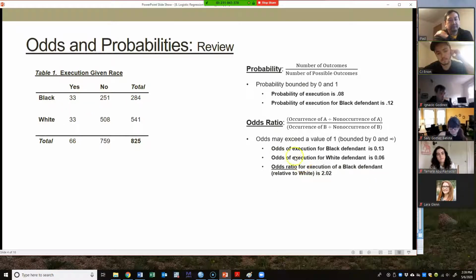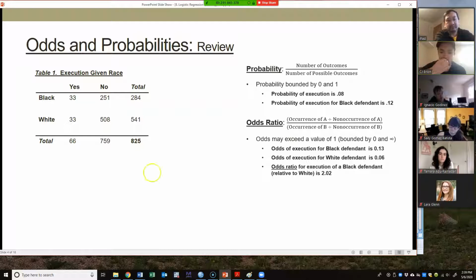Okay, and so if I'm looking at the odds of execution for a white defendant, right? Again, CJ, it is 0.06. How did I get that? 33 divided by 508, right? So I've got an odds of execution for black defendants as 0.13, odds of execution for white defendants 0.06, right? So they're different than the probabilities that we calculated. But what we can also do is take the odds of execution for a black defendant and divide that by the odds of execution for a white defendant.